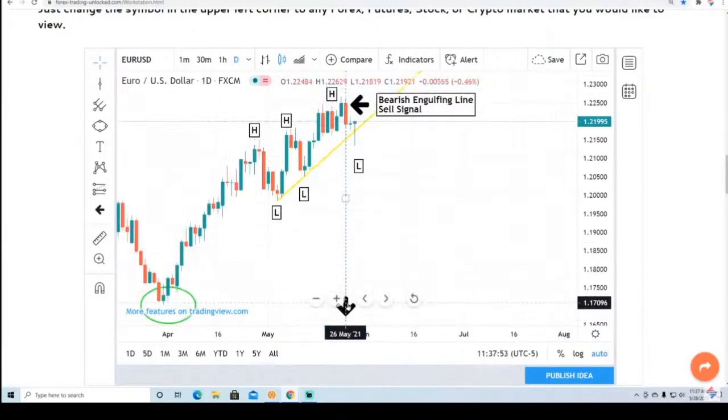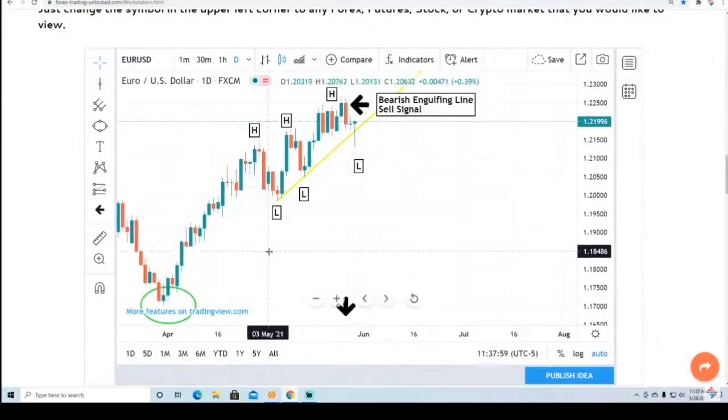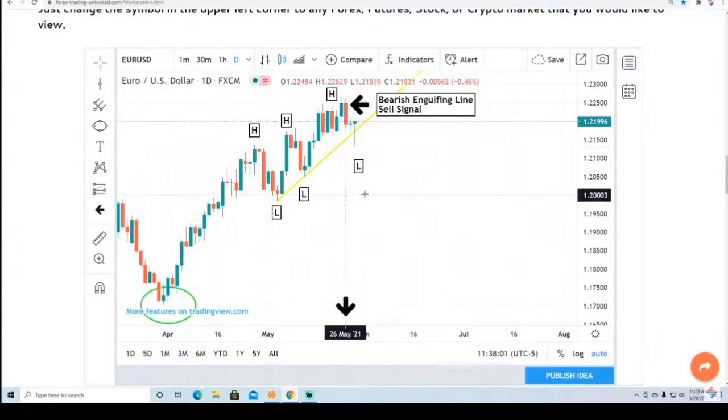So let's get rid of these two things here. Once again, trend dynamics. Always know whether the market is going up or whether the market is going down. When you have higher highs and higher lows, in this case, you'll be looking for a sell signal as you make higher highs, which we did here, and it became a bearish engulfing line. Now, for instance, as the market was going here, there were other times where it started to sell off and came back here.